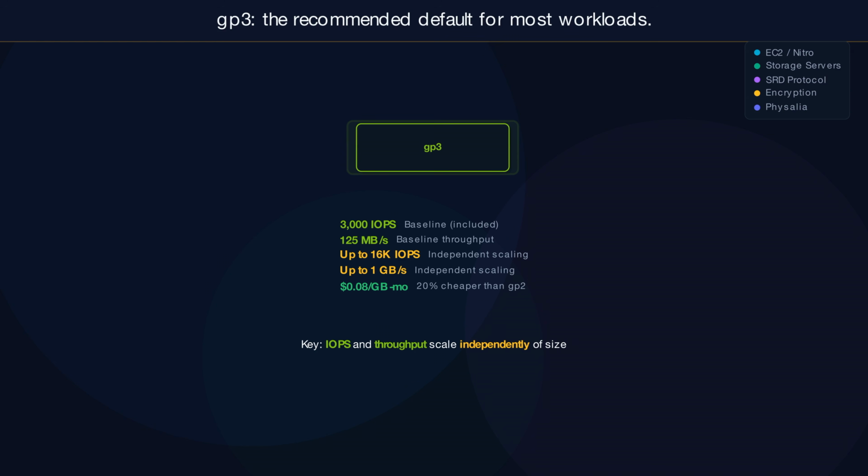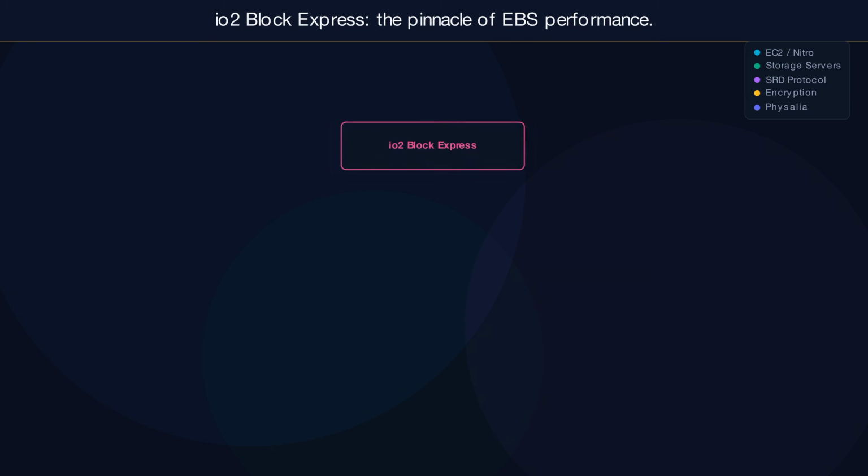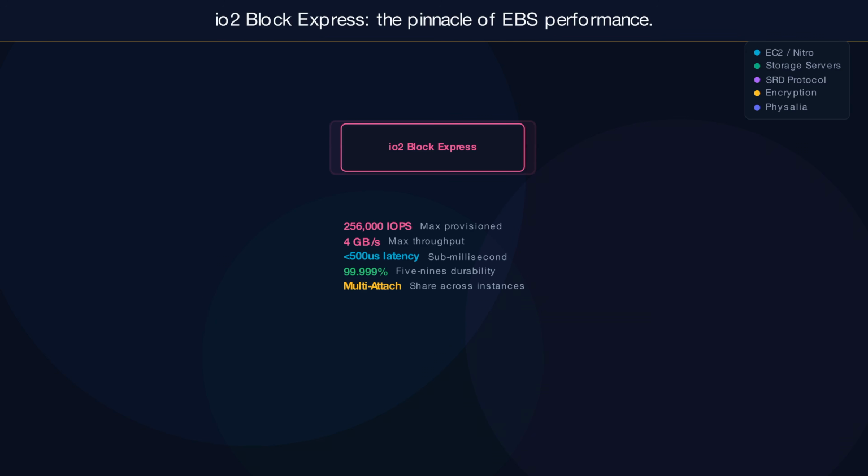The key innovation is independent scaling. You provision IOPS and throughput separately without buying extra storage. It's 20% cheaper than the older GP2. For mission-critical databases, IO2 Block Express is the top tier. It delivers up to 256,000 IOPS and 4 gigabytes per second throughput with sub-millisecond latency.